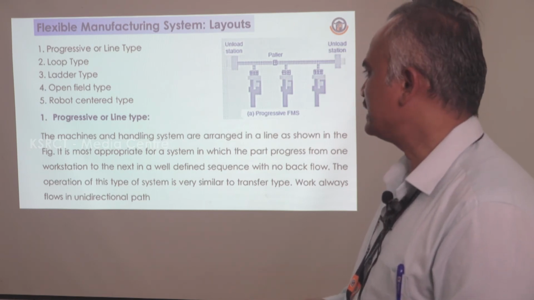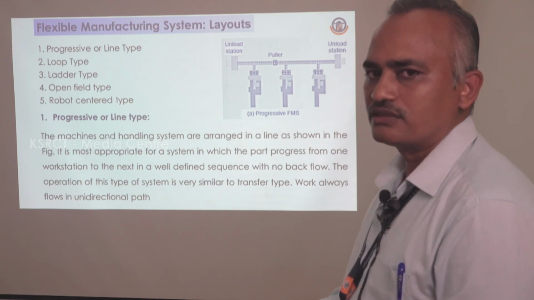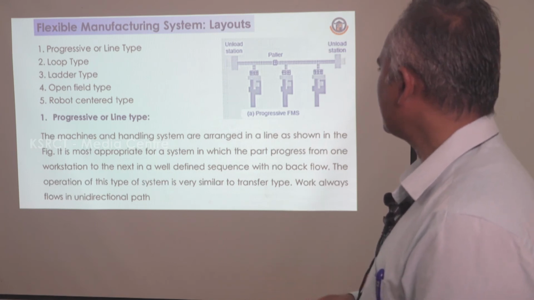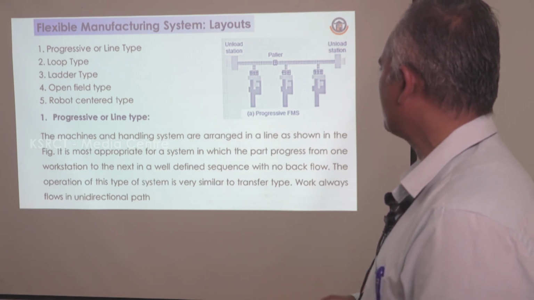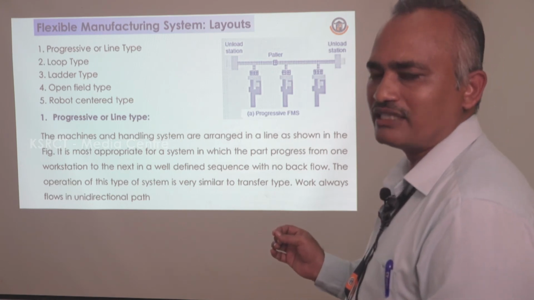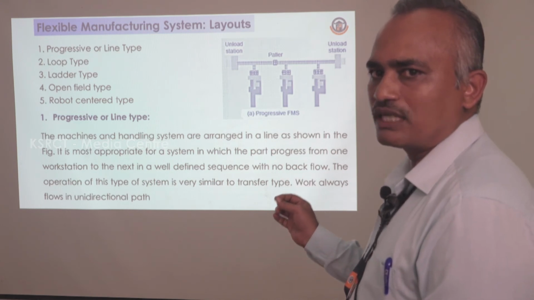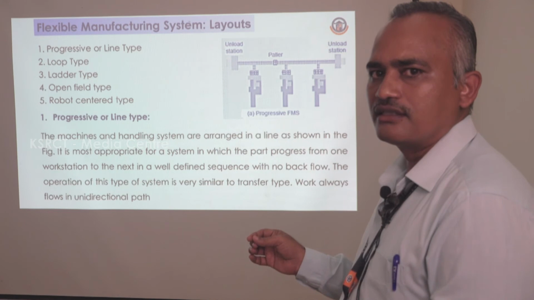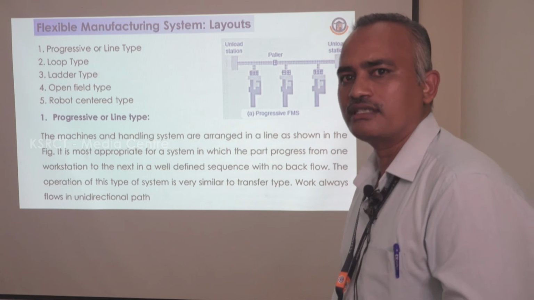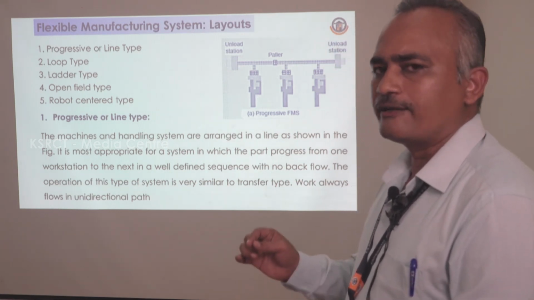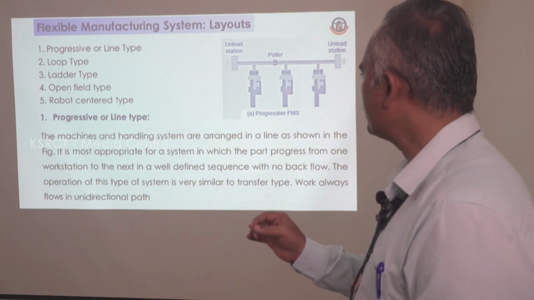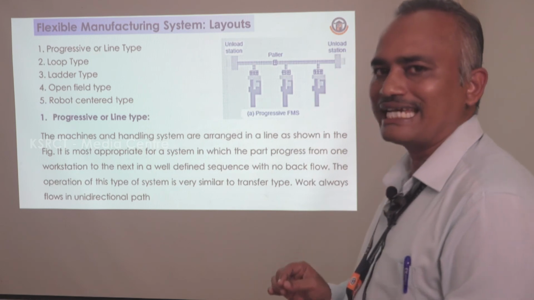The first one is line type layout or progressive layout. So we can see the sketch. Here we can accommodate different workstations from loading to unloading station. A series of machine tools are available here. Machine tool 1 is used for a particular operation, machine tool 2 is used for the second operation, and machine tool 3 is for another operation. Here the semi-finished part or component or product is moving in a line. So it is called line type layout.